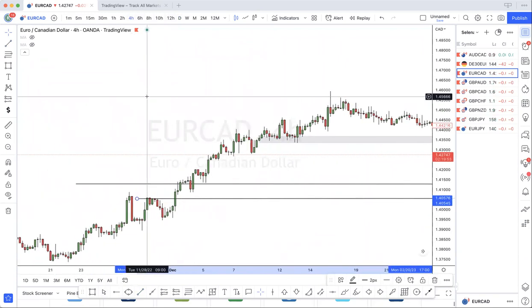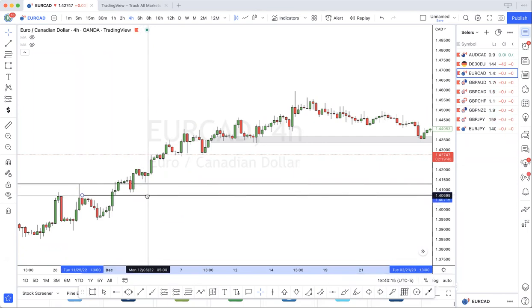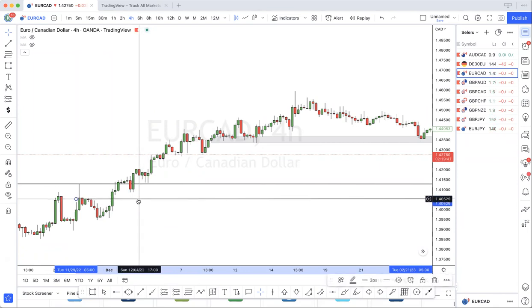You have this wick that created the high. You have imbalance in here. As you can see, for those who like to use the 50% of the imbalance, that's it right there.